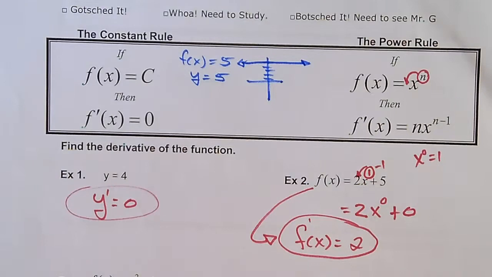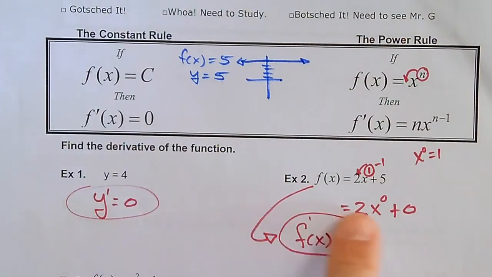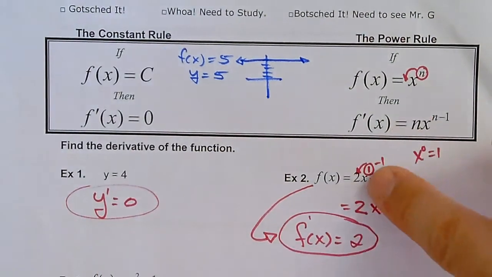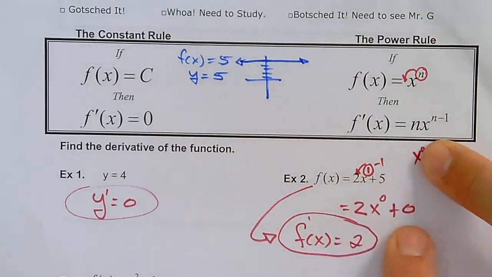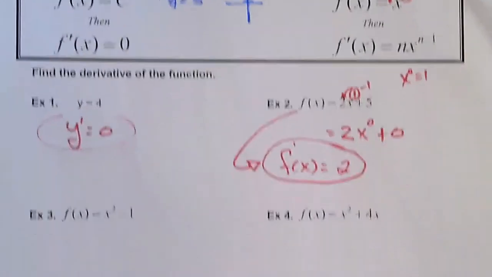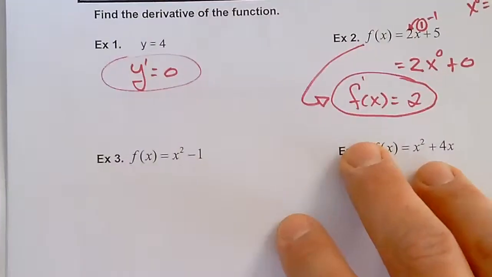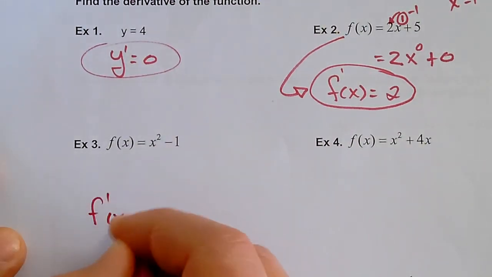Yes, sir. The derivative of any constant is 0. That's a constant. So when you have a polynomial, you kind of look at each one individually, and then you do that one, and then you simplify. Good question. So let's take a look at example number 3. I've got f of x equals x squared minus 1. And I want to do the derivative.